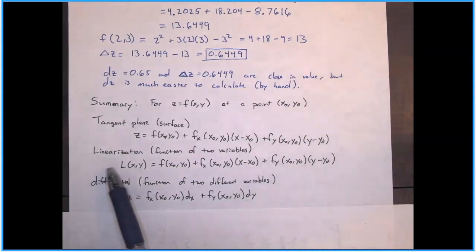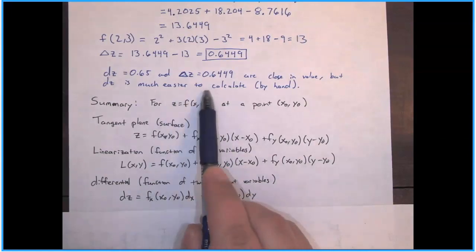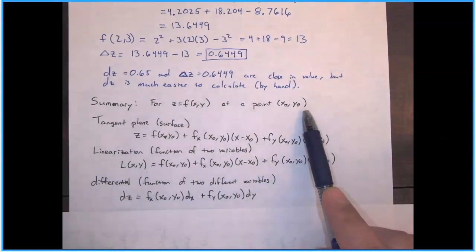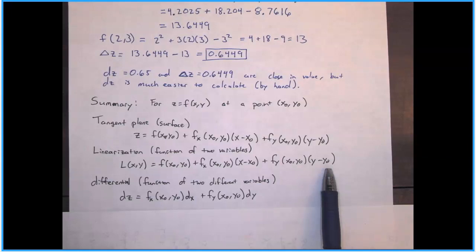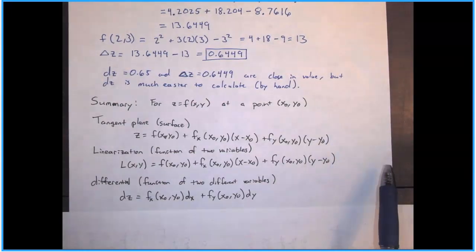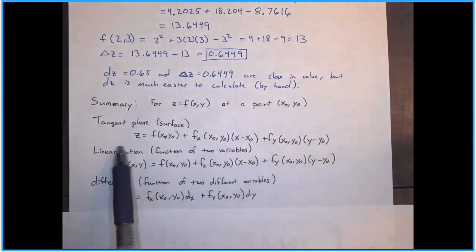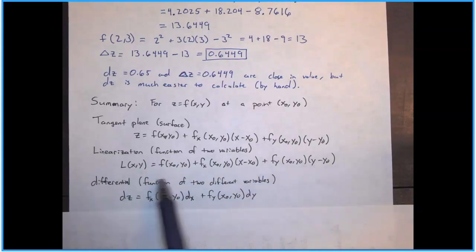The second idea was a linearization. This is a function of 2 variables that's used to approximate this function at points close to x naught, y naught. And if you look at the equation for the linearization, it's exactly the same as the tangent plane. There's no difference here. The only difference is the context. Here, we're talking about a plane that we graph, and here we're talking about a function that we use to approximate f, as long as we keep x and y close to x naught, y naught.